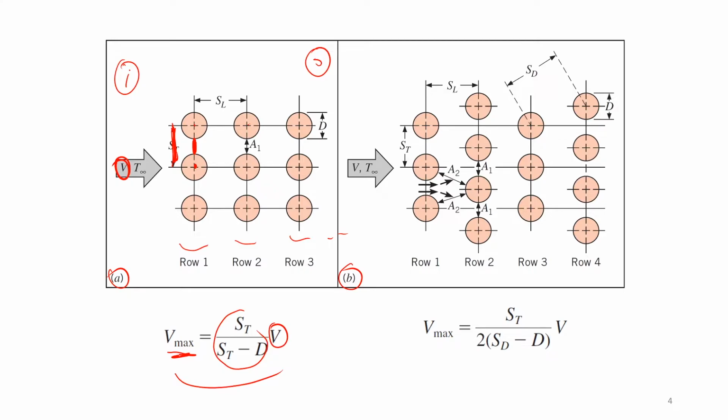For the staggered case, we are correcting it again by this distance. We are dividing this distance by ST, the diagonal distance here, minus D, and then multiplied by 2, and this is the correction for staggered flow. So Vmax, the maximum velocity, is corrected. As you can see, this area is larger than this area, so the velocity will increase. So there will be an increased velocity here.